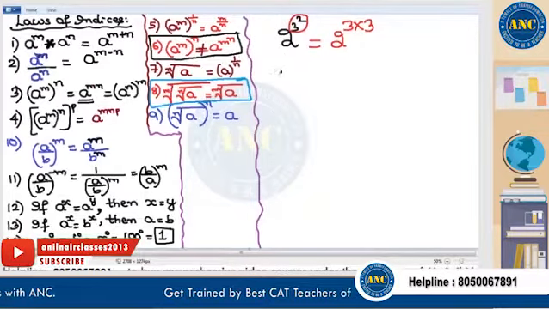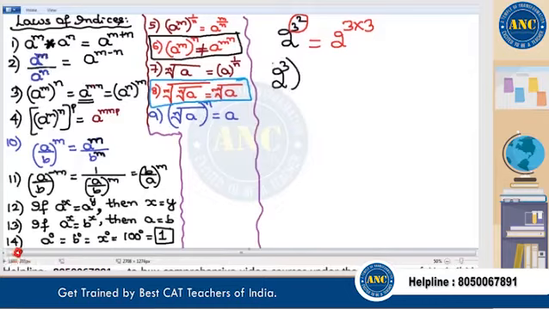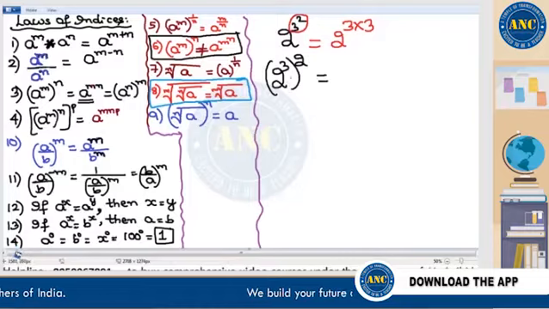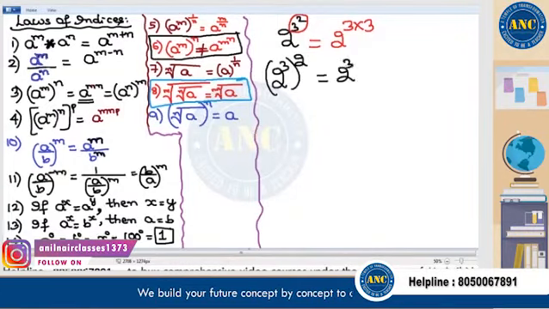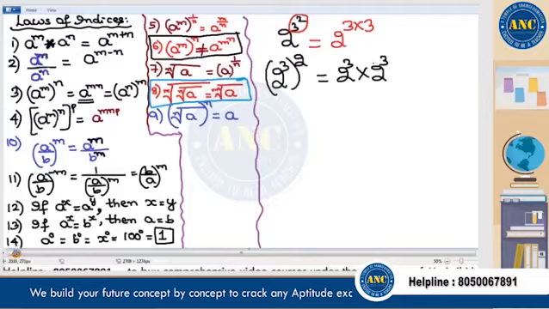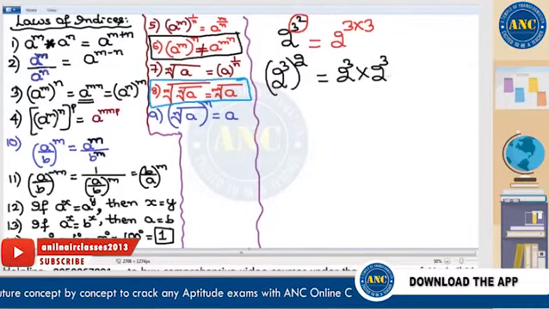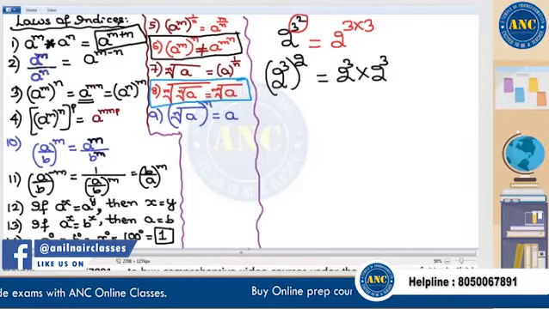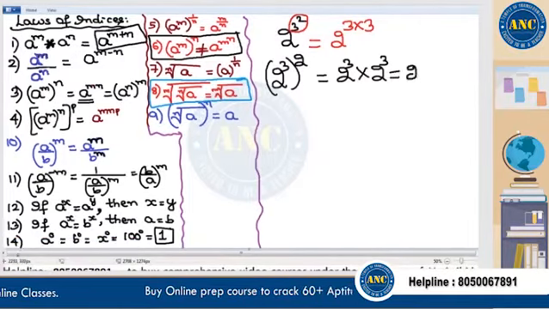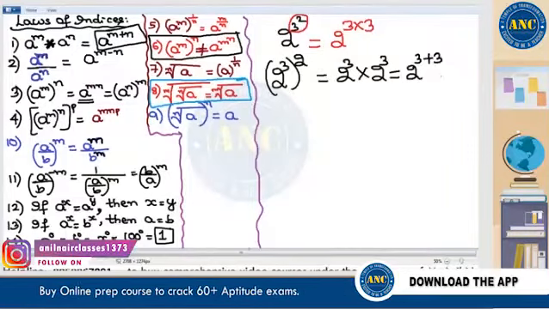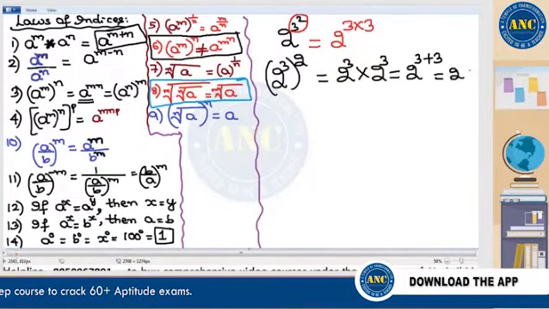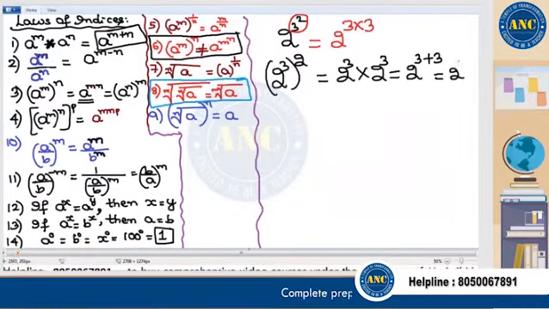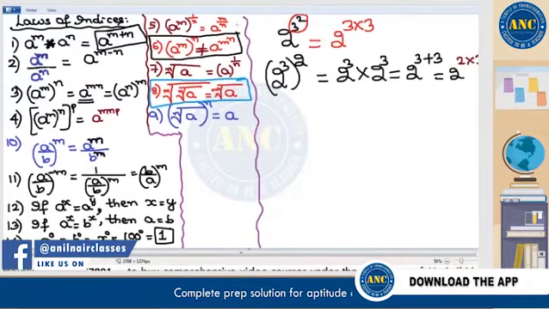Similarly, if I include it in a bracket, (2 power 3) whole square, the meaning is that 2 power 3 is multiplied twice. A power m into a power n is a power m plus n, the first notation we used here. So it is 2 power 3 plus 3. And 3 plus 3 is nothing but 2 times 3.